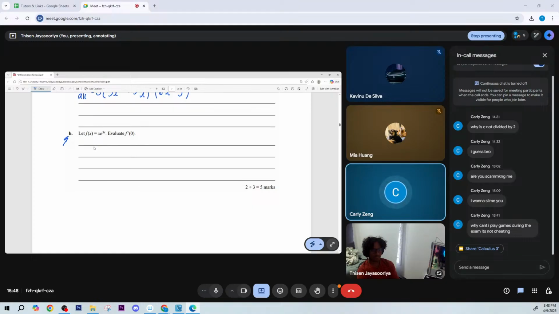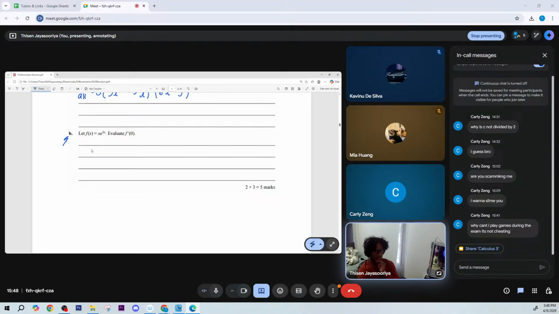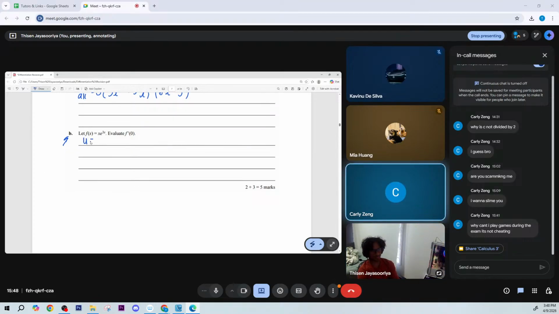So it's the outside function x, and then the inside function. So is this one chain rule, or is it? Oh, product. So what is u equal to? u is x, and then v is e to the power of 3x. So then u dash would be 1, and then v dash would be 3e to the power of 3x.